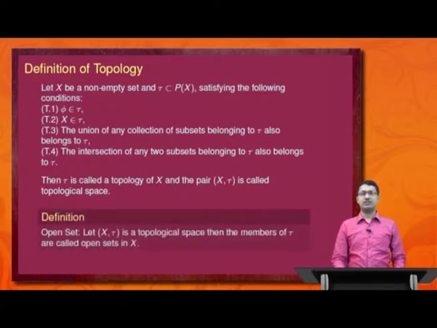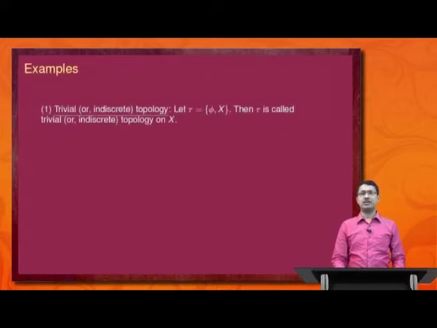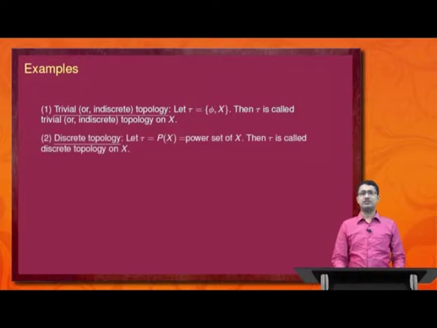Now we introduce the definition of open set. Let (X, tau) be a topological space. Then the members of tau are called the open sets in X. For example, let tau equal {phi, X}. Then it is obvious that it is a topology, and this topology is called the trivial or indiscrete topology on X. Next, if you choose tau equal to the power set of X, then it also forms a topology, and the proof is very simple, so omitted, and this topology is called the discrete topology on X.